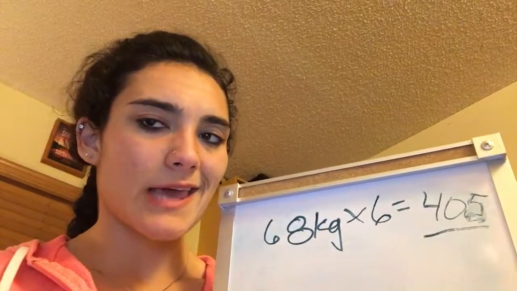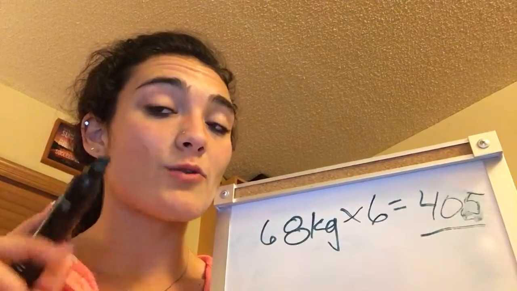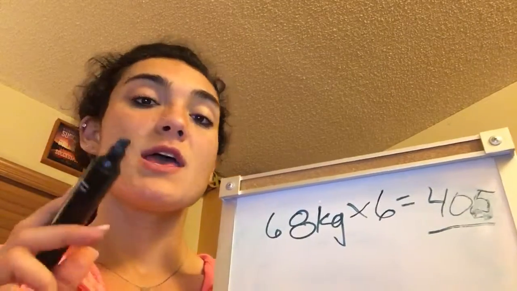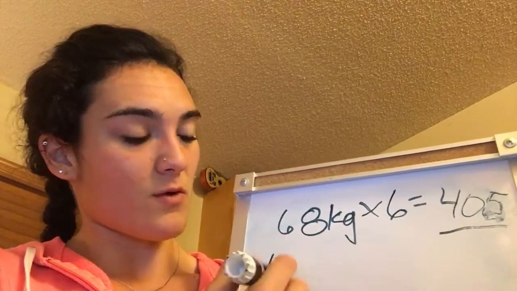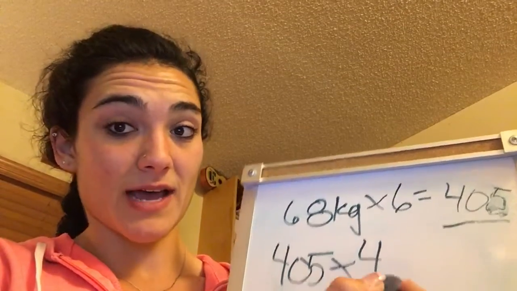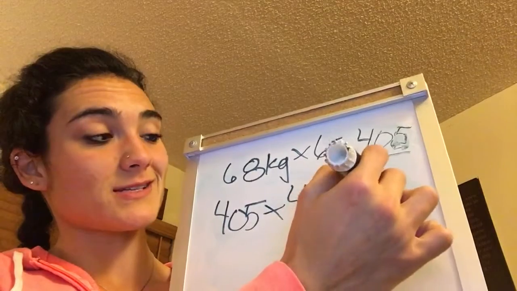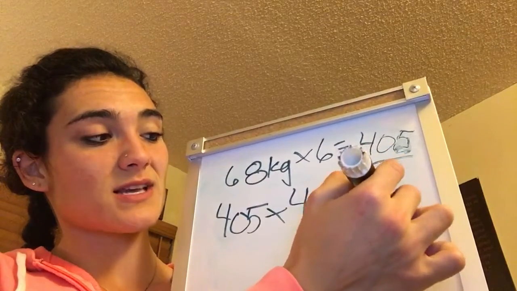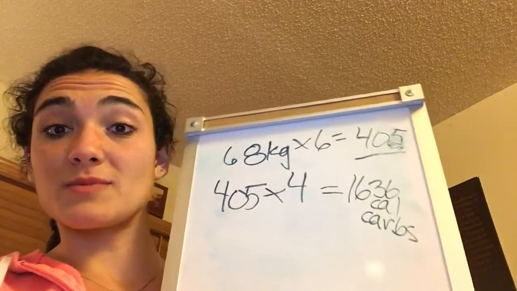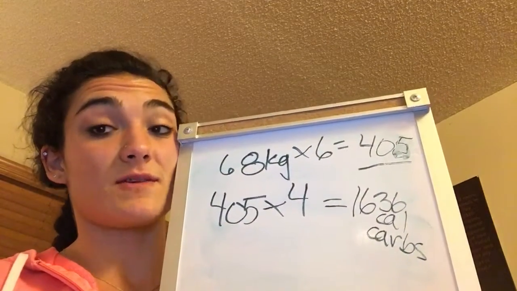Now, how much is that in calories? Well, if you remember, how many calories are in 1 gram of carb? 4, right. So, what we do is we take that 405, we times it by 4 calories, and that gives us 1,636 calories of carbs a day. That's for if you weigh 150 pounds.